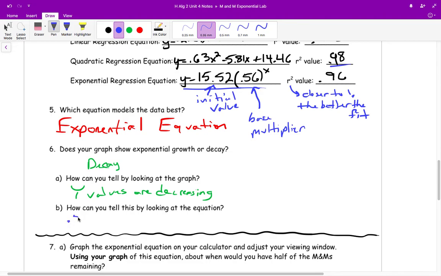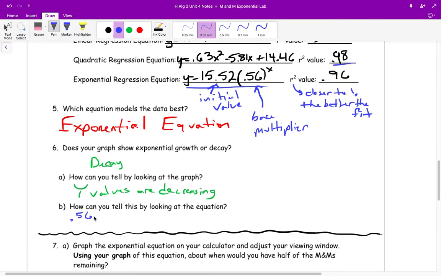We're going to say that because 0.56 is less than 1, this is going to be what tells us that it's decay. If it was greater than 1, that would be what would tell you that it's growth by looking at the equation. All right guys, that is the conclusion of the second video.